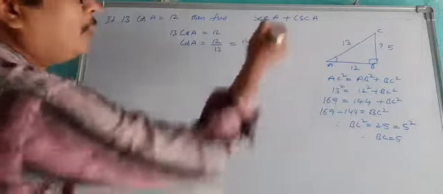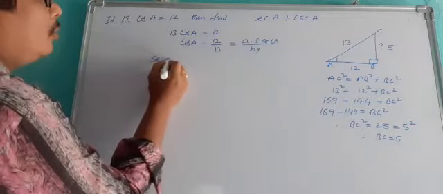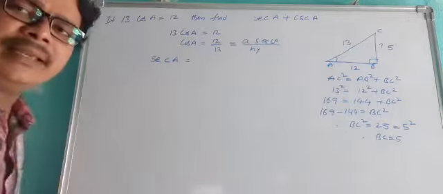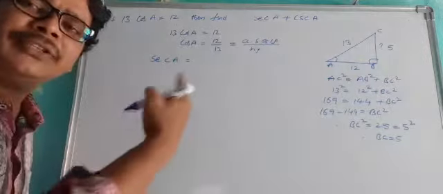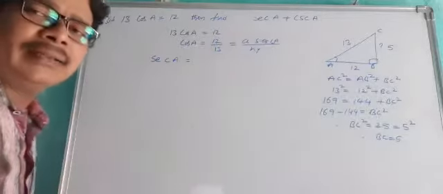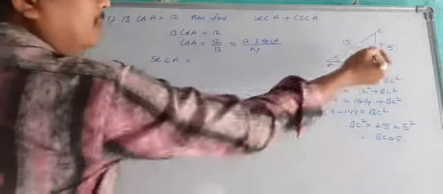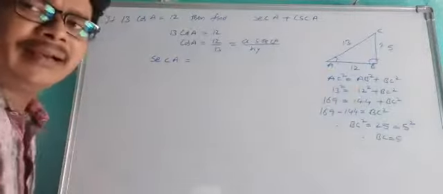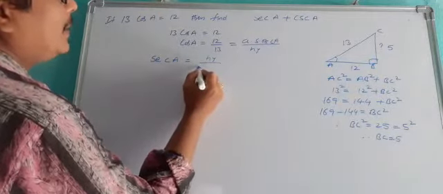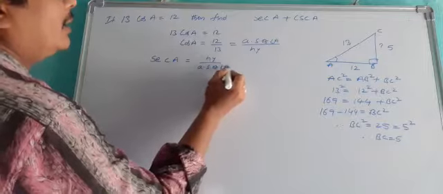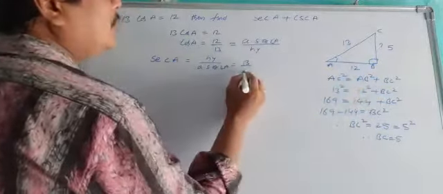Now we have to find out secant A plus cosecant A. First, secant A. Secant A means what? Very simple, that is the reciprocal of cos. That means this is 12 by 13, its inverse, its reciprocal, 13 by 12. Otherwise we can find it with the help of the right angle triangle: hypotenuse by adjacent side of angle A. Hypotenuse here is 13, so 13 by 12.